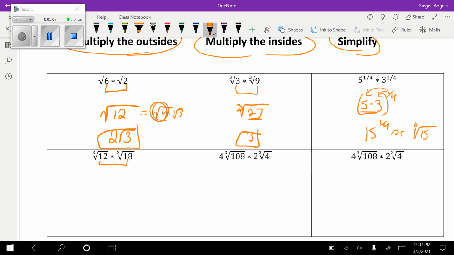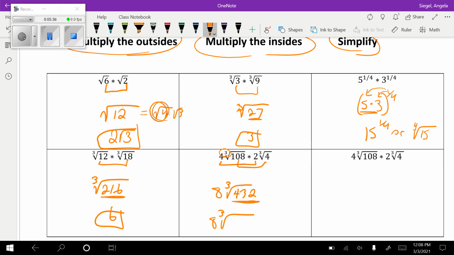Okay, so this kind of becomes like those first two. If I multiply 12 times 18, I'm going to get 216, and 216 actually makes the perfect cube list. It is 6. Okay, and so this is the first time I have things on the outside. So 8 cubed root of 108 times 4, which is 432. And so I'm going to ask myself, what is the biggest factor of 432 that is a perfect cube? And it's 216. So 216 times 2. And so when I take the cubed root of 216, that becomes a 6.